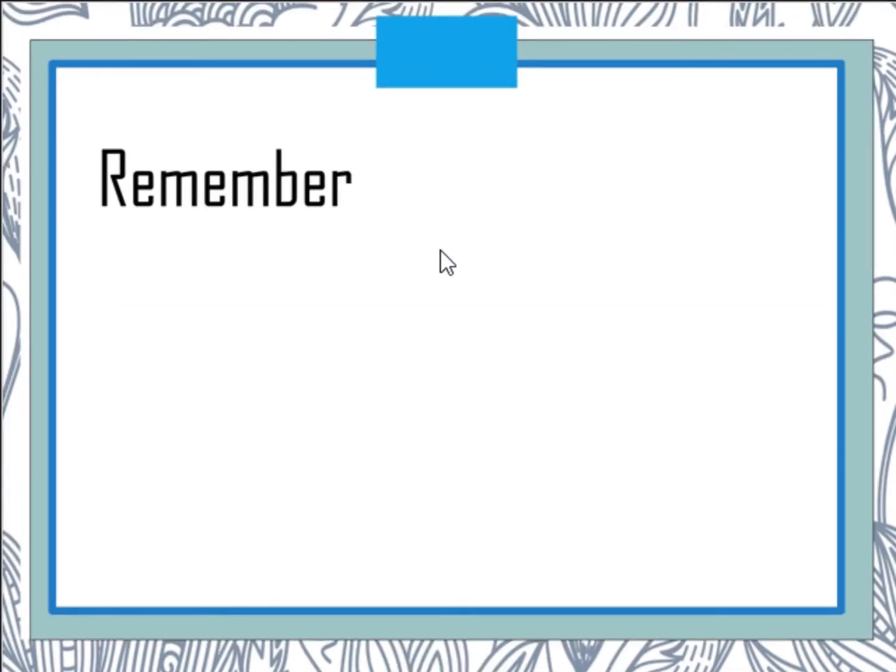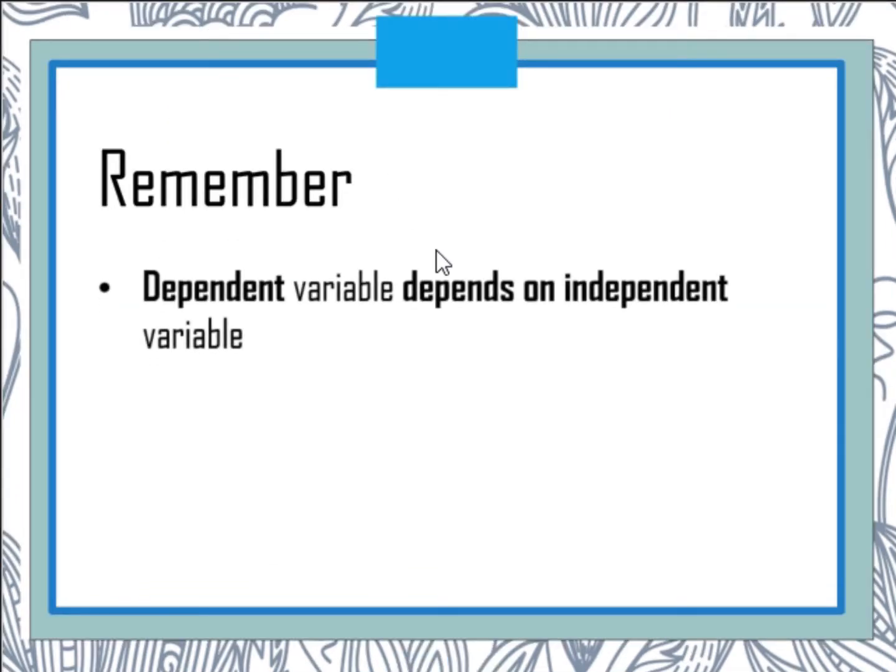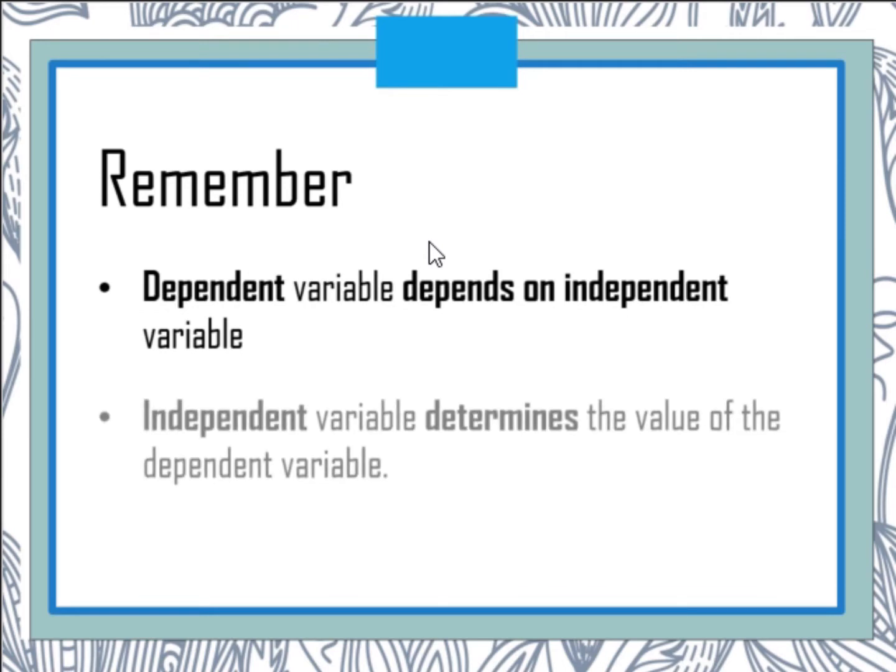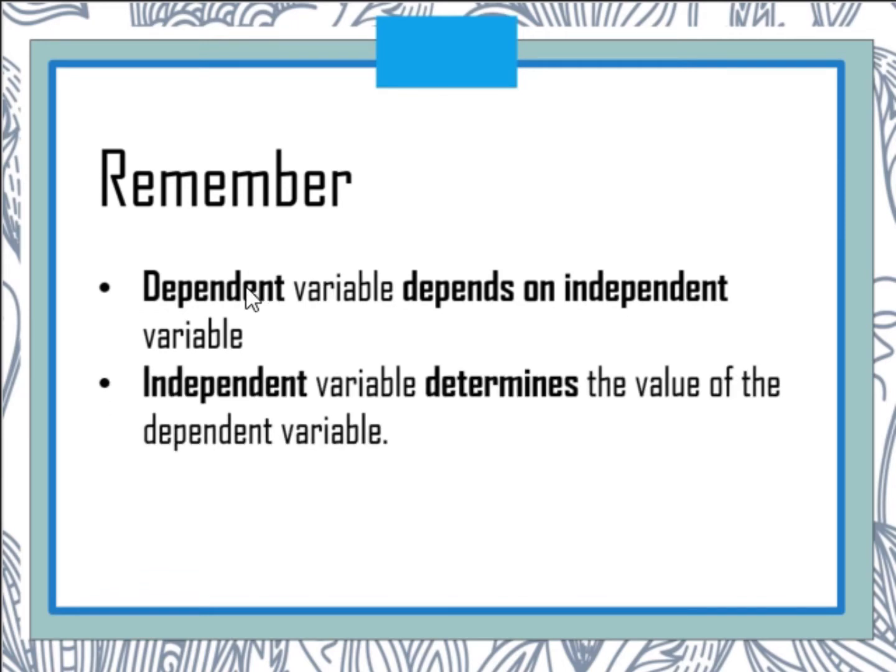Last time ay napag-usapan natin ang tungkol sa dependent variable at independent variable. Ang dependent variable ay nakabase sa value ng independent variable, while ang independent variable naman determines the value of the dependent variable.